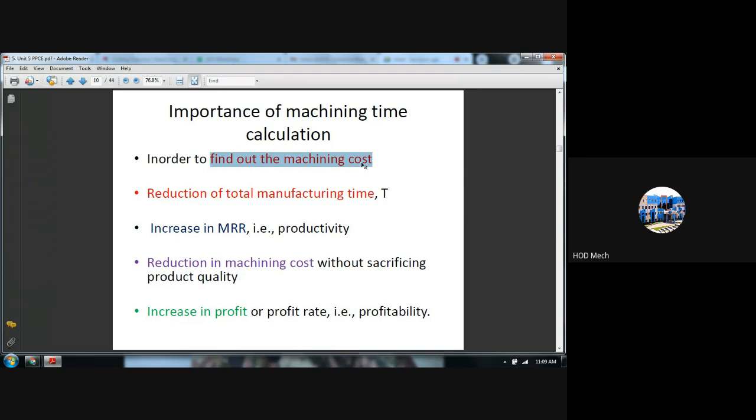Therefore, machining time is calculated to arrive at the cost, and it is also used for reduction of total manufacturing time. To optimize the machining process, you have to go for an optimized level of machining time. Therefore, if you know the machining time, you can easily identify whether the process is done at proper speed or whether it is delayed.